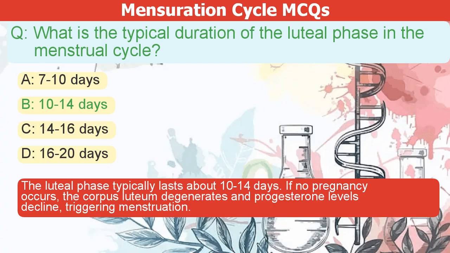The correct answer is B. The luteal phase typically lasts about 10 to 14 days. If no pregnancy occurs, the corpus luteum degenerates and progesterone levels decline, triggering menstruation.